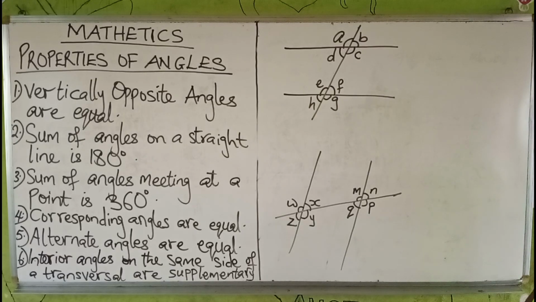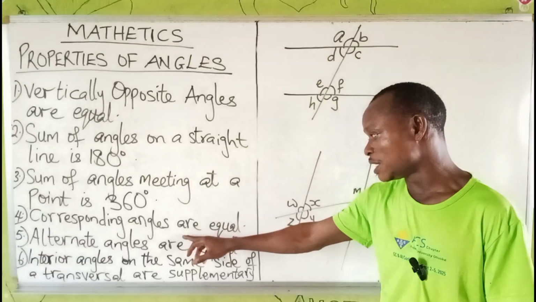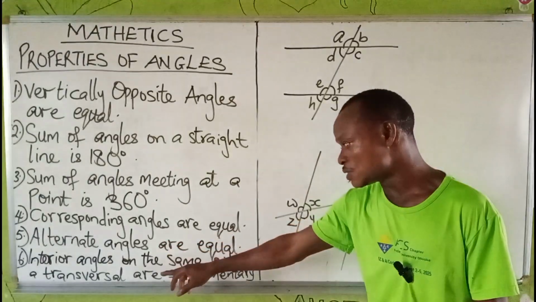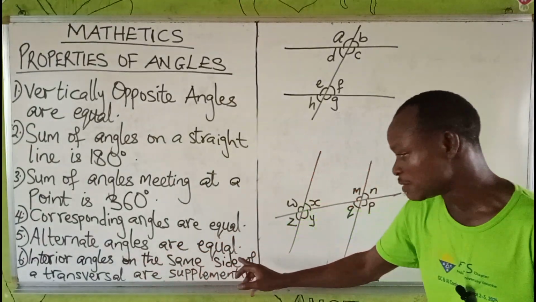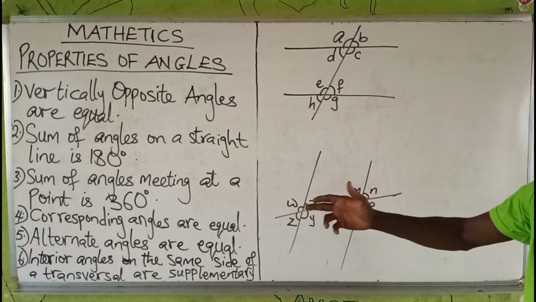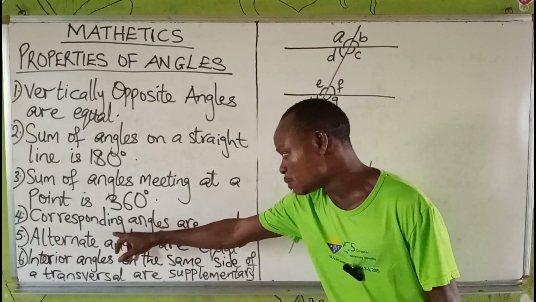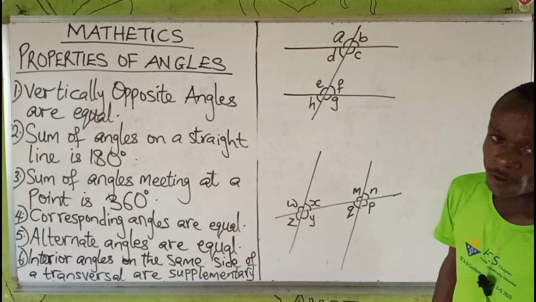Now, in this part 2 of properties of angles, we'll be looking at corresponding angles, alternate angles, and interior angles on the same side of a transversal. Now, let's start with theorem number 4, which states that corresponding angles are equal.